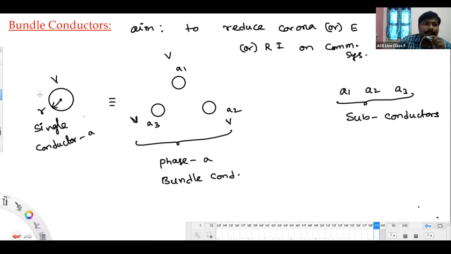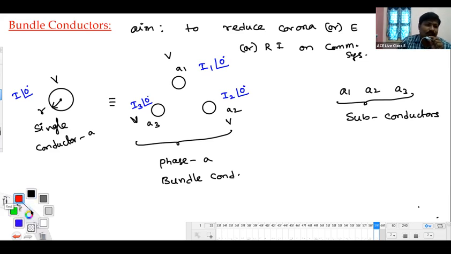Currents you observe. Conductor A is carrying a current of I at an angle 0 degree. A1, I1 at an angle 0. A2, I2 at an angle 0. A3, I3 at an angle 0. See, all the three currents are in phase currents. That's the meaning. Next thing, conductor A1 radius, I'll say R1 for time being. A2, R2, A3 is R3. All the three might be equal most of the times.